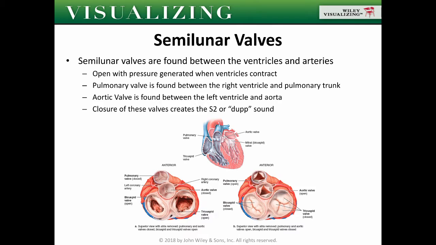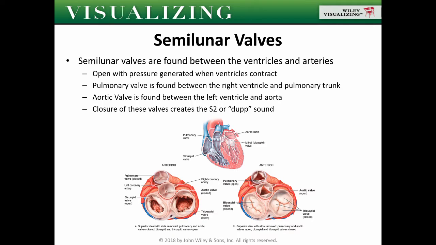But anyway, aside from the atrioventricular valves, you also have the semilunar valves. Semilunar valves are found between ventricles and arteries this time. So it's between the ventricles and the blood vessels, which are the arteries. They open when pressure is generated as the ventricles contract.